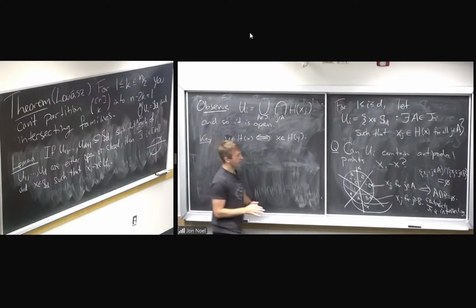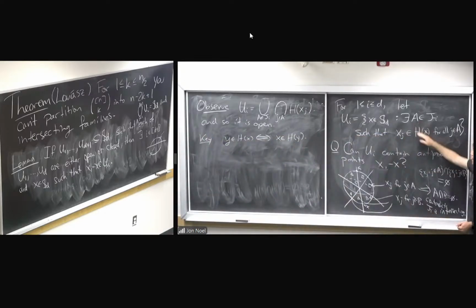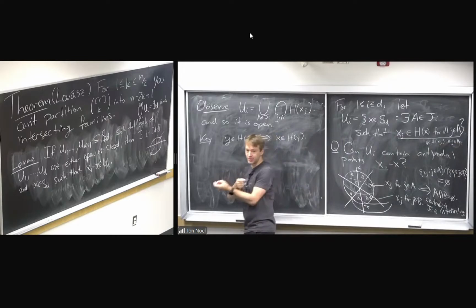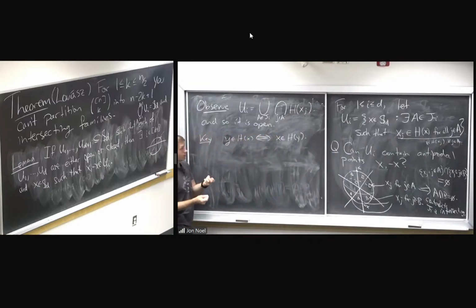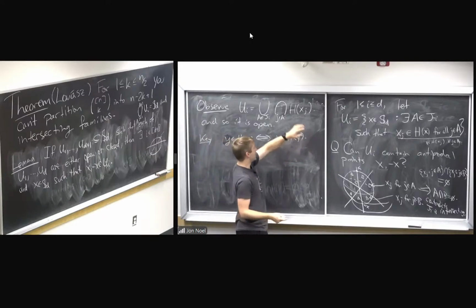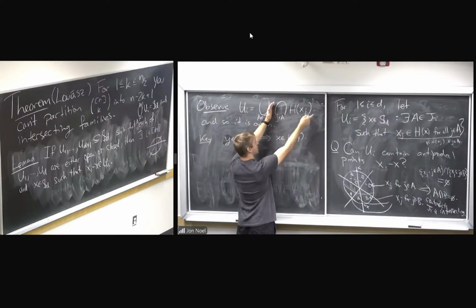So if I fix this A, saying that xj is in H of x for all j in A is the same as saying x is in H of xj for all j. Right? Because these two statements are the same. You can switch the two things. So that's like saying x is in the intersection over all j of H of xj.